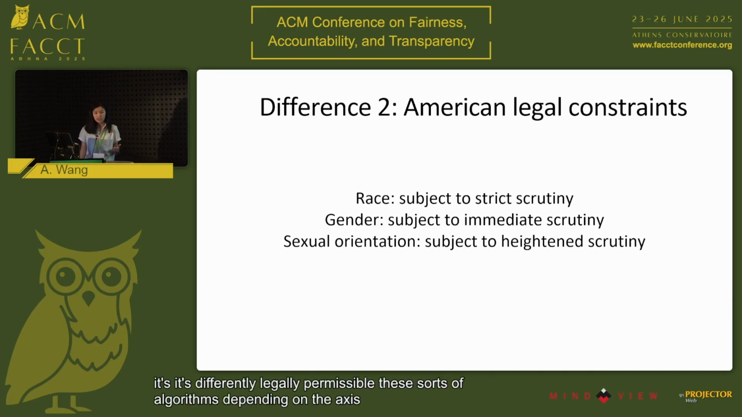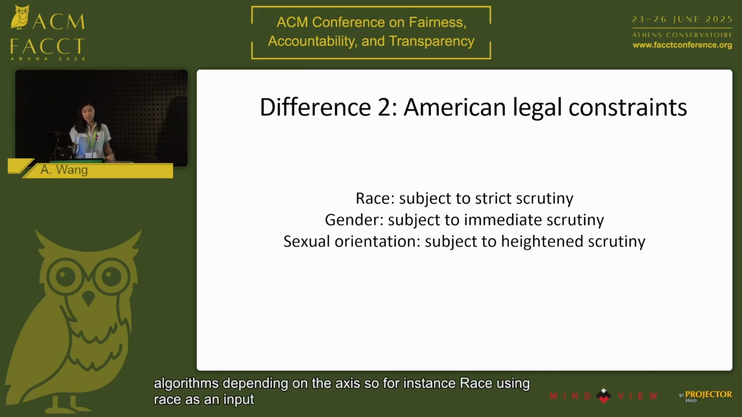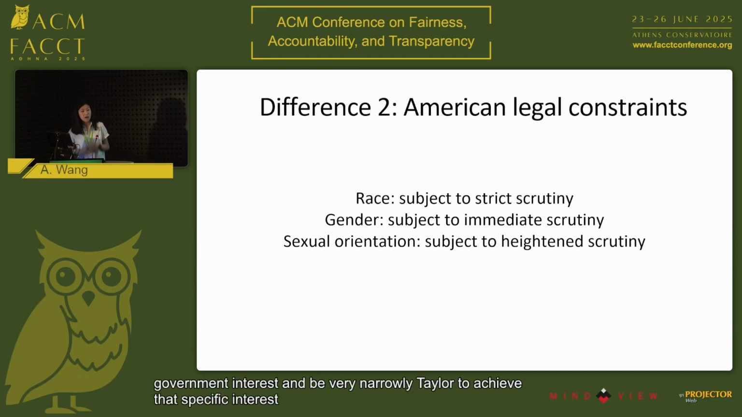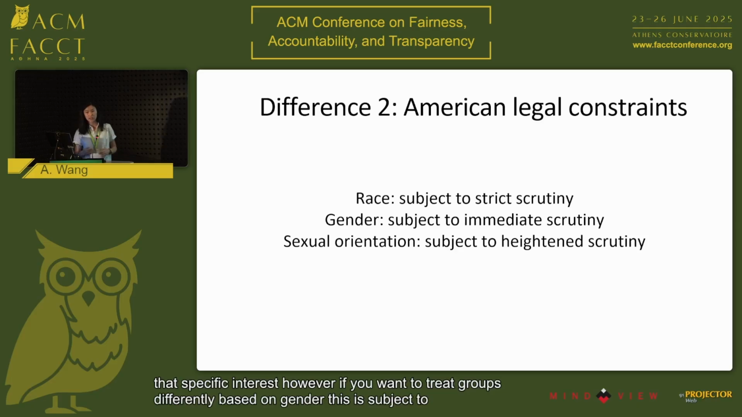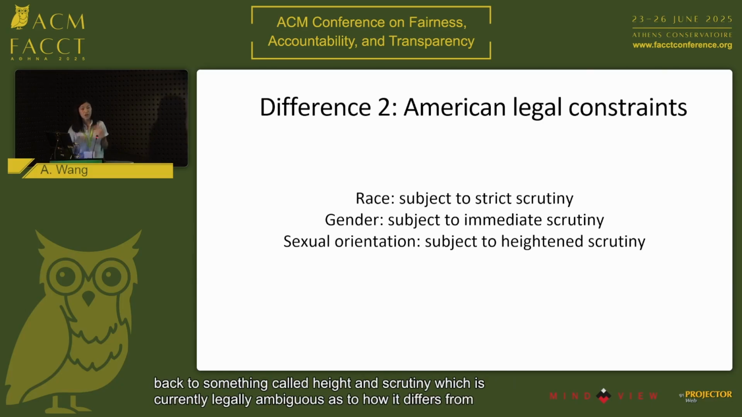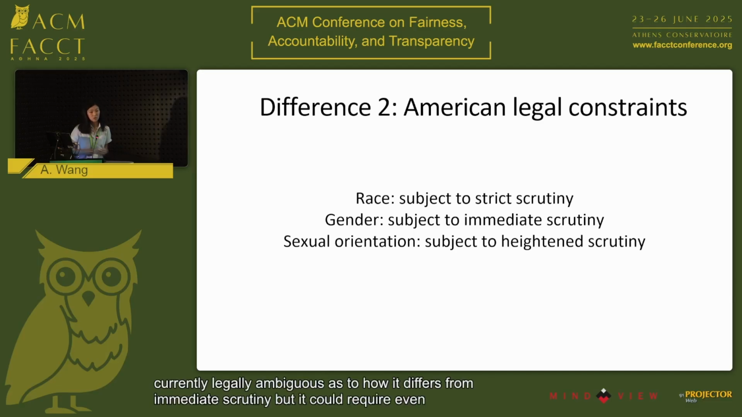So for instance, using race as an input variable for an algorithm is subject to something called strict scrutiny. This is the highest standard of review. It requires that if you were to distinguish between races, it has to further a compelling government interest and be very narrowly tailored to achieve that specific interest. However, if you want to treat groups differently based on gender, this is subject to a more lenient constraint called intermediate scrutiny. And then sexual orientation is subject to something called heightened scrutiny, which is currently legally ambiguous as to how it differs from intermediate scrutiny, but it could require even less difference.